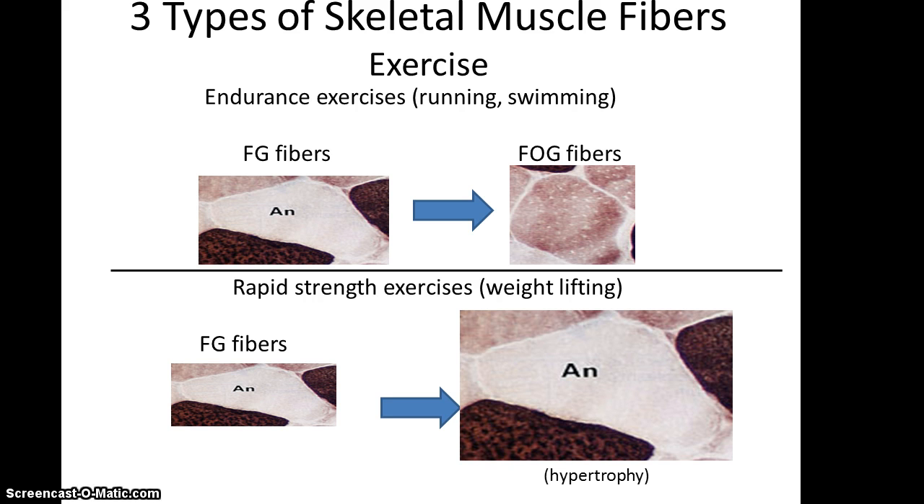When you exercise, you can change the characteristics of your muscle fibers. So for instance, if you focus on endurance exercises like running or swimming, you can slowly convert some of your fast glycolytic fibers, or white ones, into the fast oxidative glycolytic fibers, or pink ones, which then will help improve your ability to do those endurance activities. On the other hand, if you're doing rapid strength exercises like weightlifting, your fast glycolytic fibers will actually increase in diameter, which is called hypertrophy. And that's why bodybuilders have such large muscles.